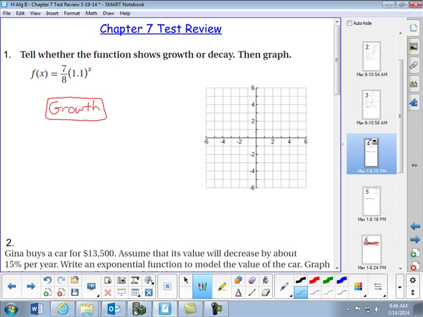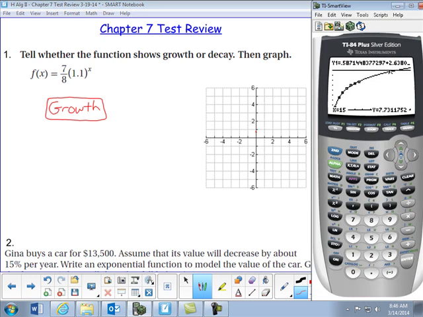Okay? Now, if you wanted to throw this in your calculator, since you will be allowed to use your calculator, remember this is from yesterday, I need to turn my plot off because I'm not using the plots anymore. Clear out everything in here. And I can just type in 7/8 times 1.1 raised to the x power. All right, and I'm going to do a zoom 6 because that's a standard window.